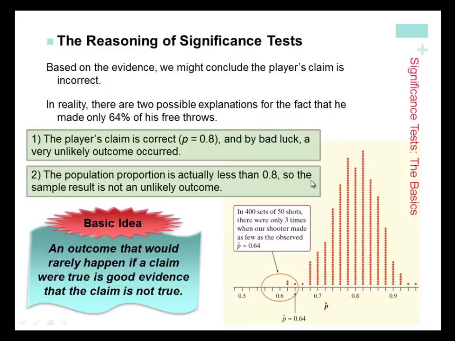So again, we don't know for sure which one of these is true. Maybe it was just a bad day, but more than likely, because it would happen so rarely by chance, he's probably actually not an 80% free throw shooter. That's kind of the reasoning behind a significance test.